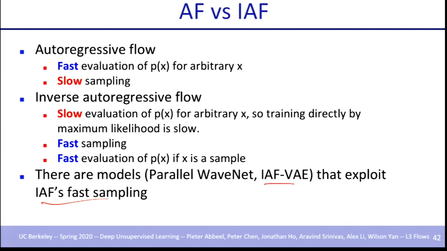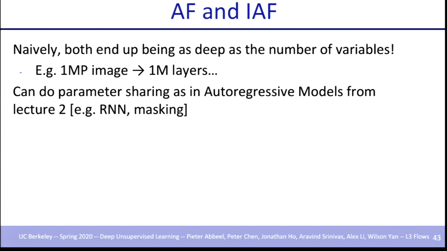Now, think about it, naively, both the AF and the IAF end up being as deep as the number of variables you're trying to sample, meaning the number of pixels in an image, if it's an image you're trying to generate. So call it layers or call it sampling steps. Just like in the autoregressive models we saw last week, you can do parameter sharing to make it statistically more efficient. The way you generate X10 from X1 through X9 could use a neural network that shares a lot of parameters with how you generated X9 from the previous ones, and X8 from the previous ones.